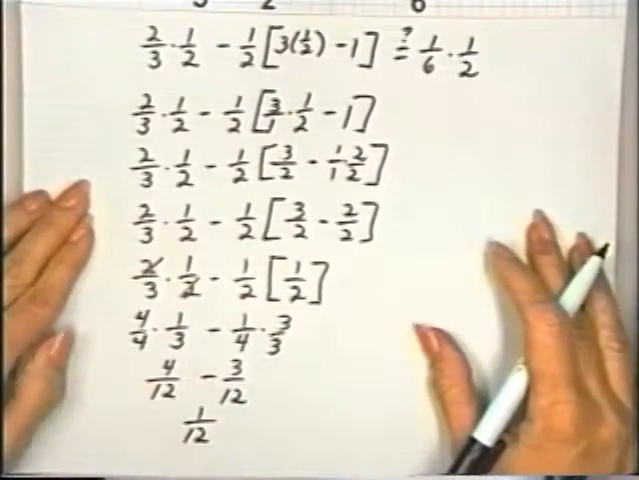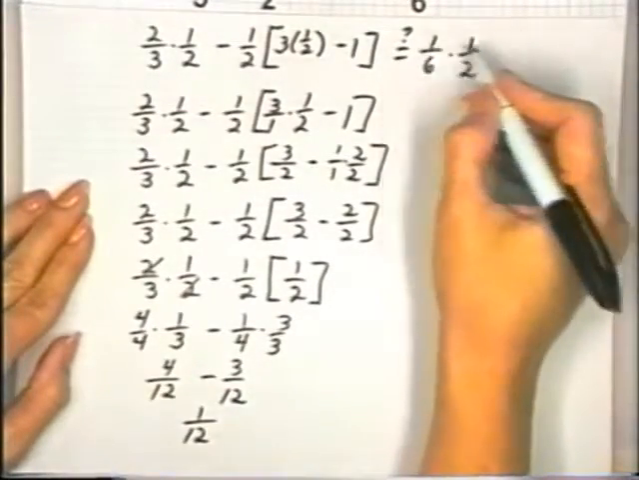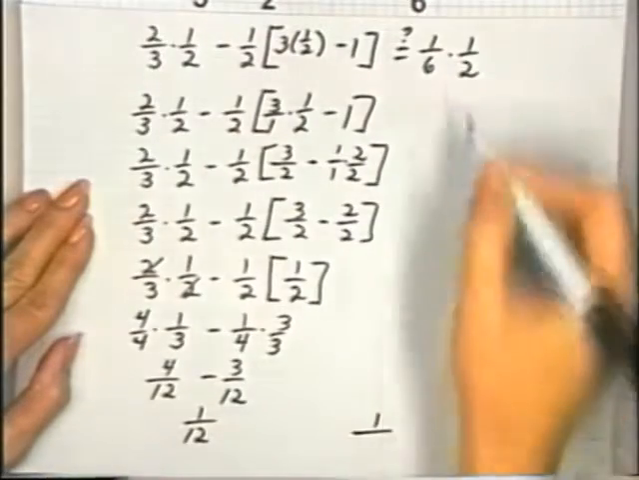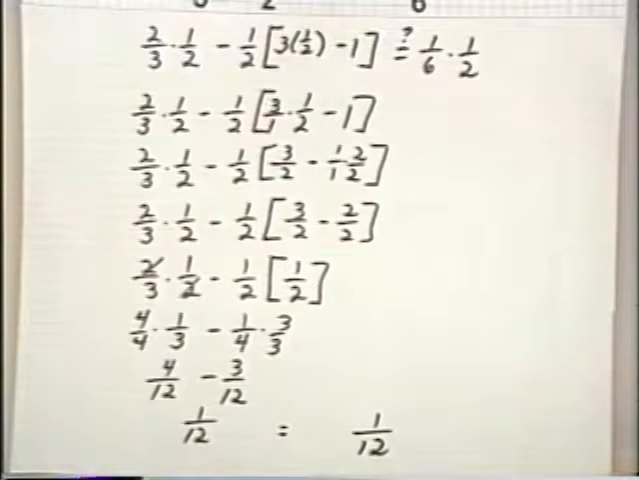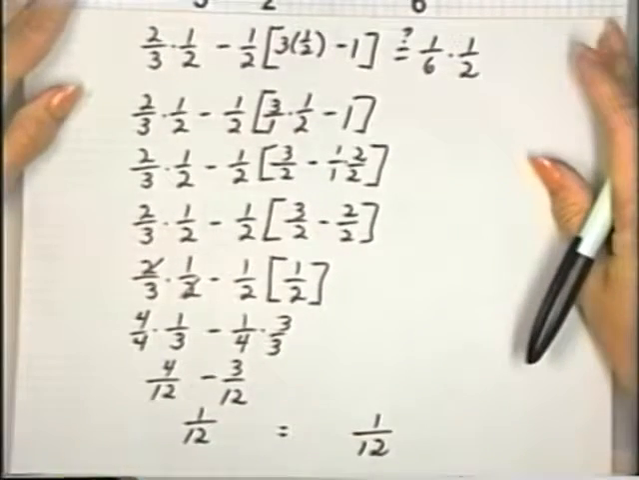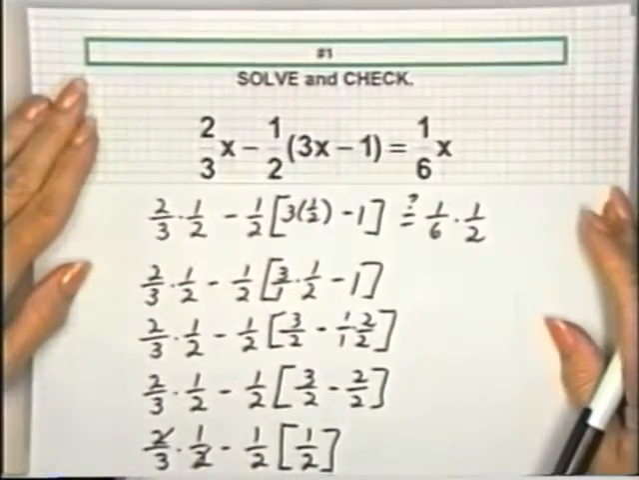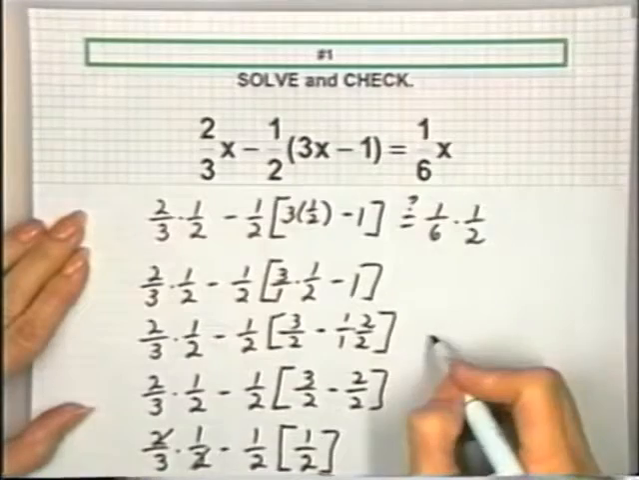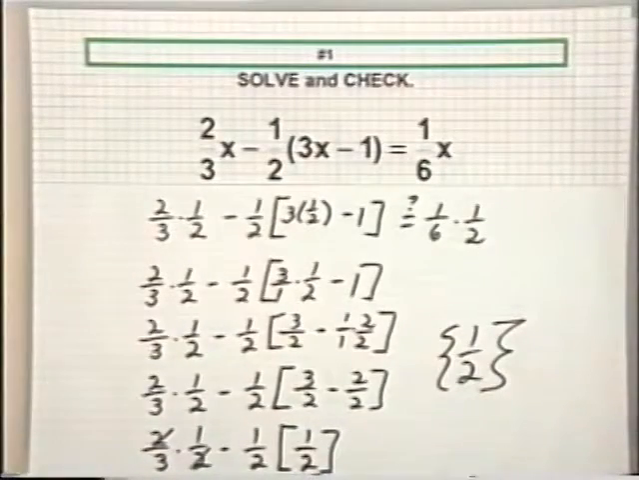The right side is much simpler. 1/6 times 1/2. 1 times 1 is 1. 6 times 2 is 12. So sure enough, when I check to see if 1/2 is the solution of the equation, since 1/12 is equal to 1/12, I know that 1/2 is the solution for this equation. Let's write the 1/2 as the solution set.